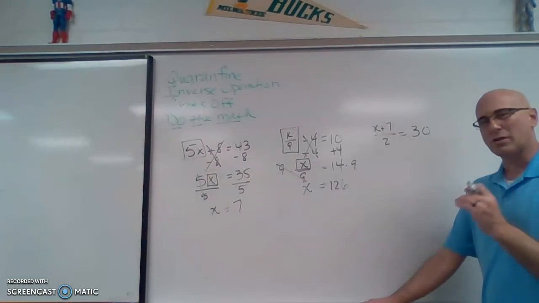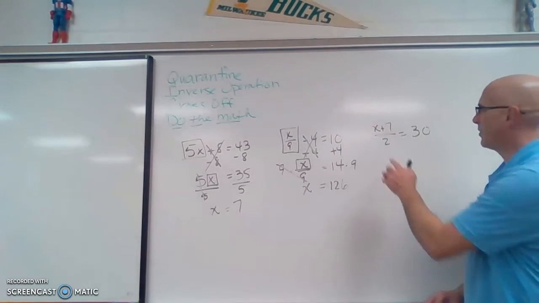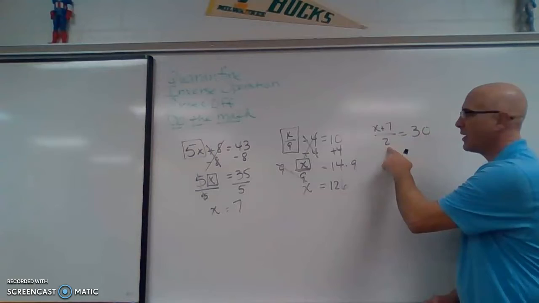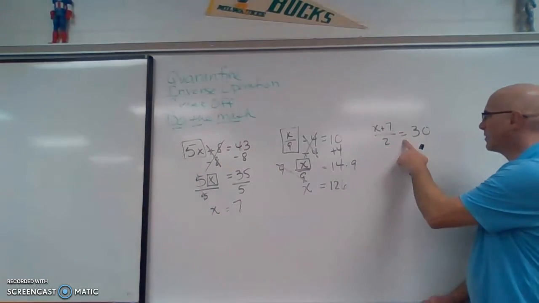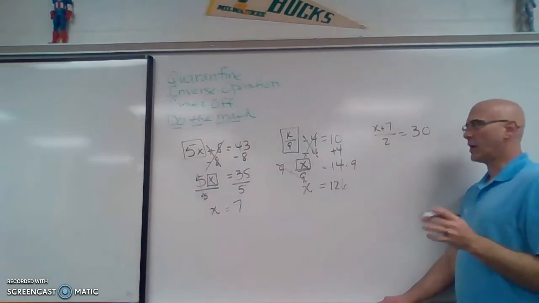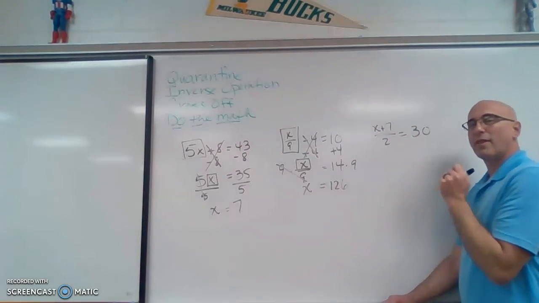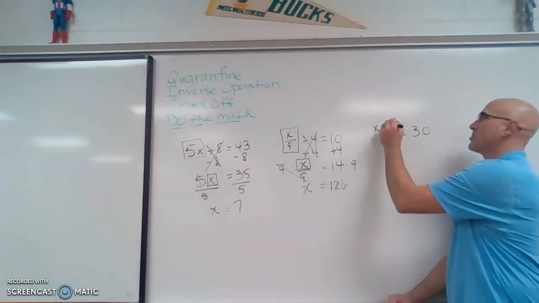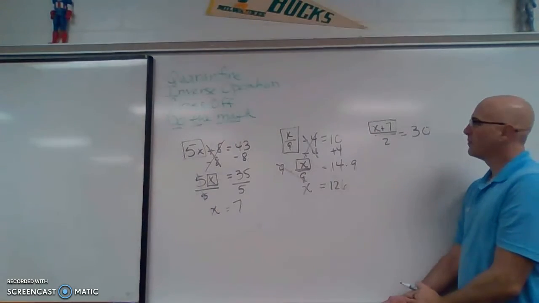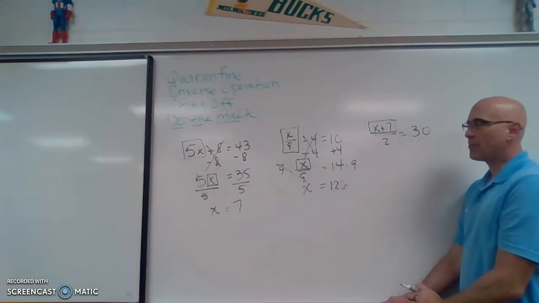Now, a little bit more difficult one to see is our last example. We have x plus 7, and that whole thing is divided by 2, equals 30. So we do the procedure. This just looks a little weird. We are going to quarantine the term that has the variable. So we are going to quarantine this, the x plus 7. Now we are going to do the inverse operation.